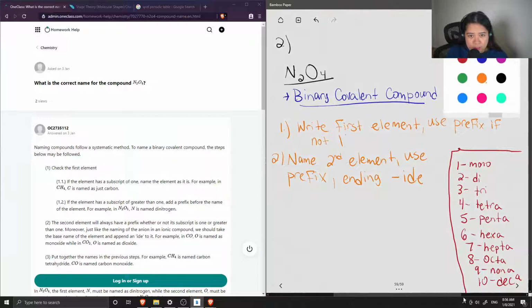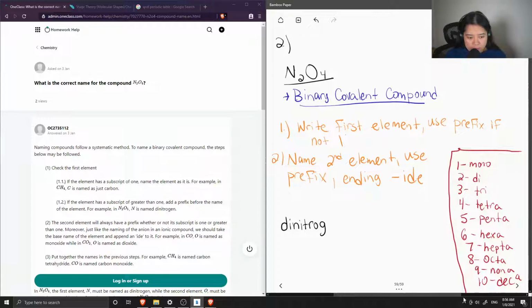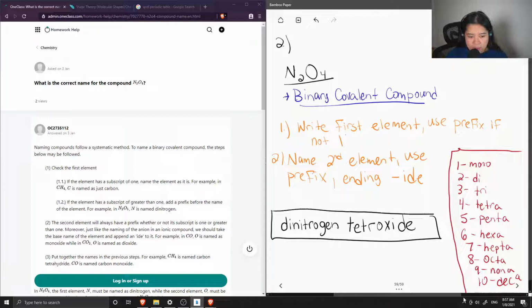So let's try to name our compound. We have 2 nitrogens, so we write di-nitrogen. And we have 4 oxygens, so we use the prefix of tetra. And in the case of oxygen, it starts with a vowel, so we would just use tetrox. And then the ending is "ide." So the name of that compound is dinitrogen tetroxide.